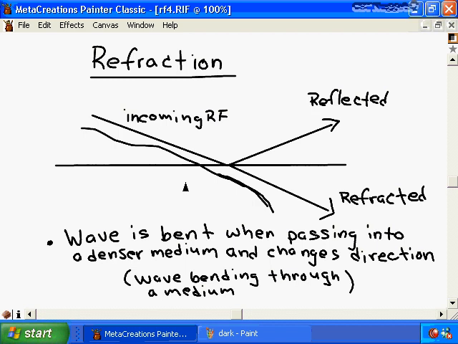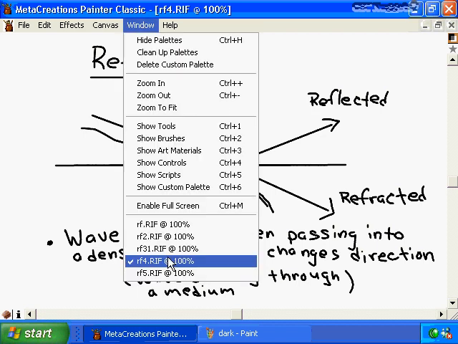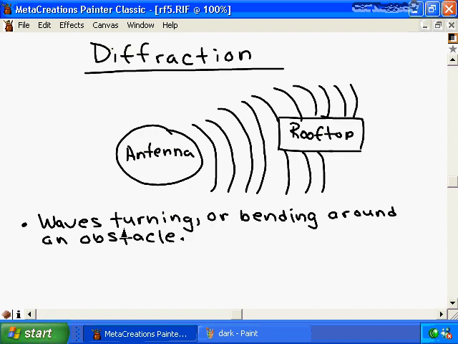Now, in addition to a radio wave bending as it passes through a medium, a radio wave will also bend as it passes around an object as well. Let's bring up another whiteboard and learn about this. When a radio wave passes or turns or bends around an object, this is referred to as diffraction. So again, just to make sure that we have these terms clear here, refraction occurs when a radio wave is being bent through a medium. In contrast, diffraction occurs when a radio wave turns or is bending around an obstacle.